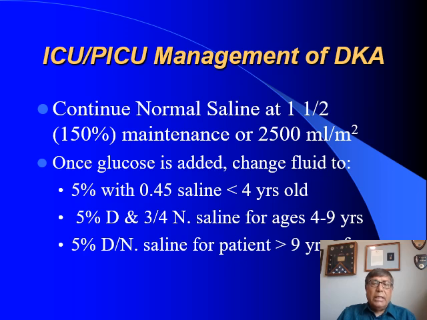If the patient is less than 4 years of age, then 0.45 saline may be appropriate. If the patient is between 4 to 9 years of age, 3/4 saline with 5% dextrose may be appropriate, and if the patient is more than 9 years of age, then 5% dextrose in normal saline will be adequate.